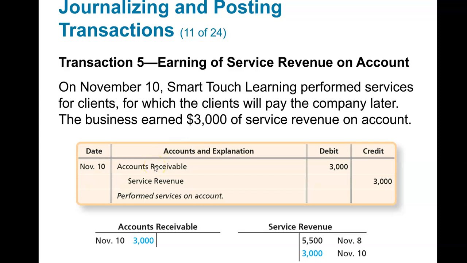So on account, if the money is owed to us, we use accounts receivable or notes receivable. And if we owe the money on account, it's accounts payable or notes payable. All right, so here we go. We debit accounts receivable, an asset, for $3,000. That makes the balance go up. And revenue, again, is an equity account, and it goes up with a credit of $3,000. We've then posted to the ledger here as well.